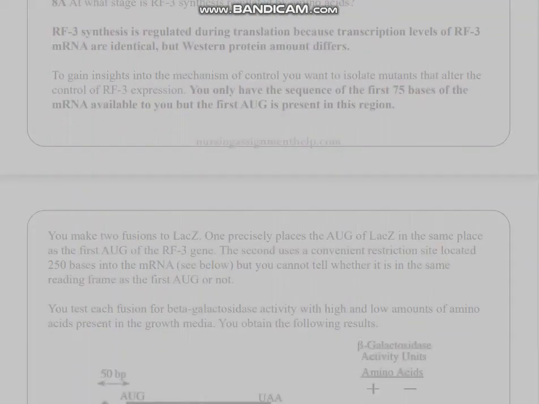8. At what stage is RF3 synthesis regulated by amino acids? RF3 synthesis is regulated during translation because transcription levels of RF3 mRNA are identical, but Western protein amount differs.